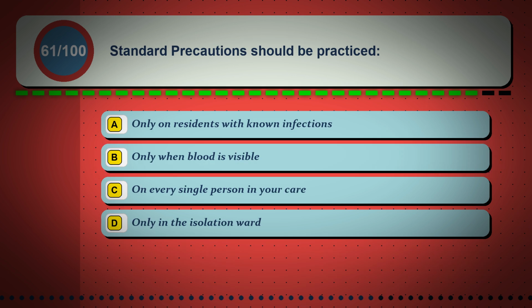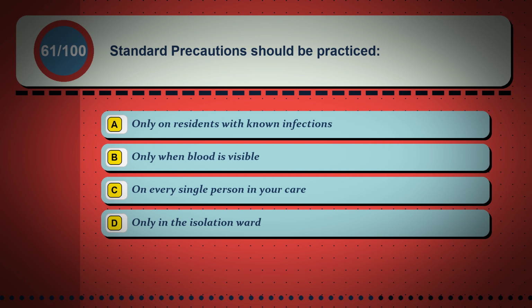Question 61. Standard precautions should be practiced: Option A. Only on residents with known infections. Option B. Only when blood is visible. Option C. On every single person in your care. Option D. Only in the isolation ward.